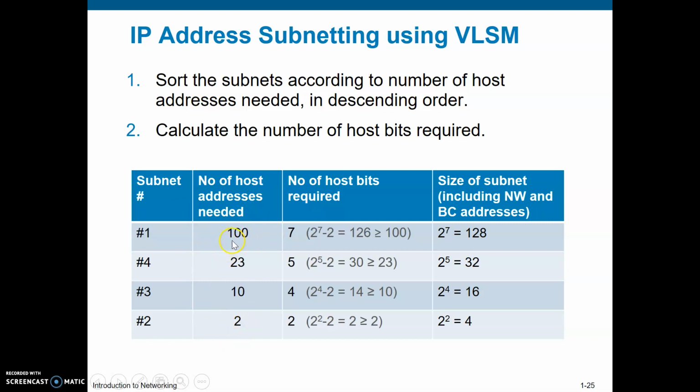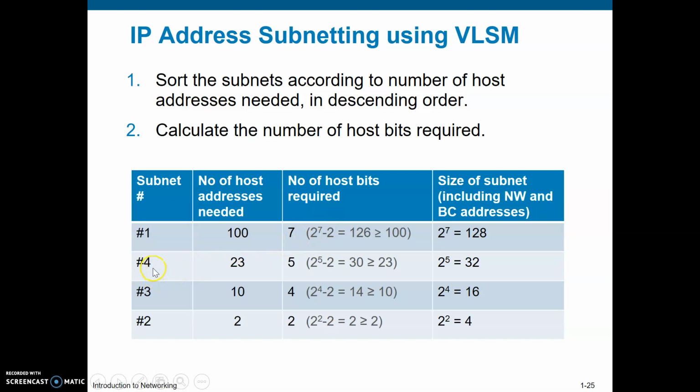Okay, so to support 100 hosts, how many host bits do we require? We need at least 7 host bits. 2 to the power 7 minus 2 gives you 126. 6 host bits will be too few. 2 to the power of 6 will only give you 64, minus 2 will be 62. So it cannot support 100 IP addresses. So you need at least 7 host bits.